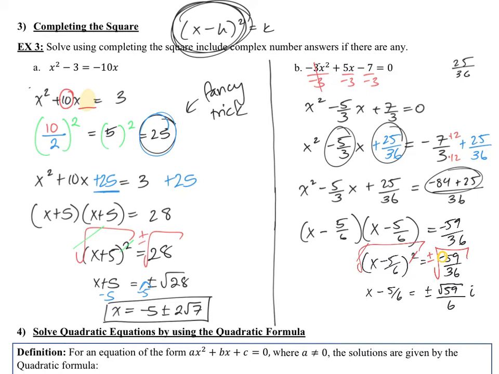Then let's go ahead and add the 5 over 6 to both sides. Really running out of room. x equals 5 over 6 plus or minus i square root of 59 over 6. There we go. That is the answer for that problem. Always please remember the plus or minus.